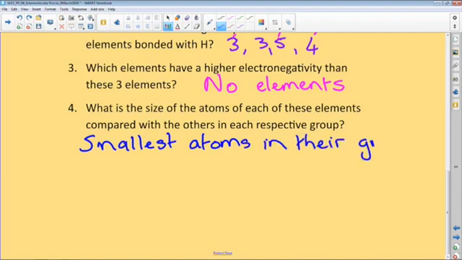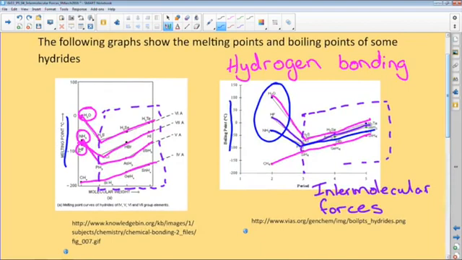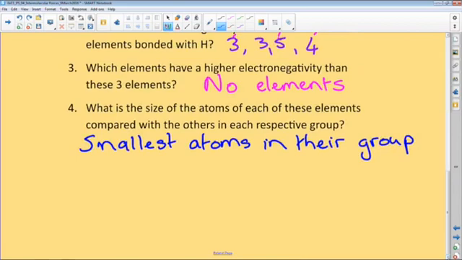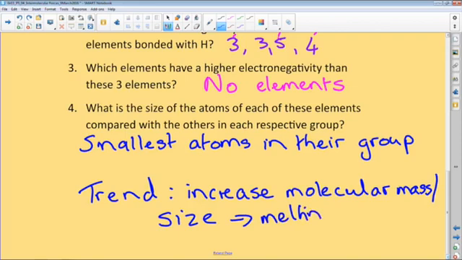Okay, now what does that mean in terms of the trend? Have a look here. Look what I've got. The smallest three atoms, your oxygen, your fluorine, and your nitrogen, have got higher boiling points than your biggest ones that are sitting over here. So the trend should be that when you increase molecular mass, or you increase the size, your melting point is going to increase.